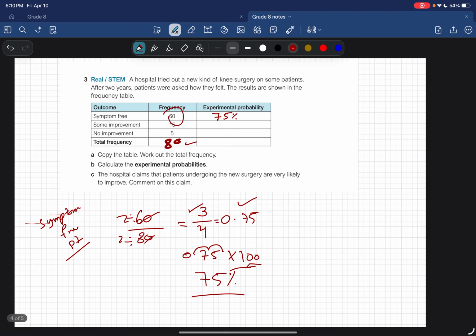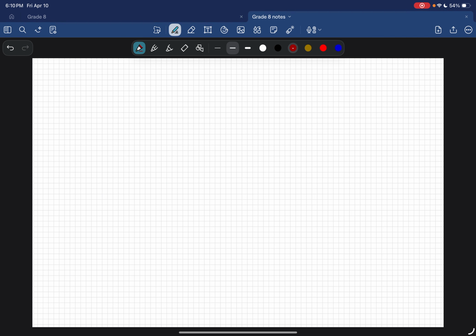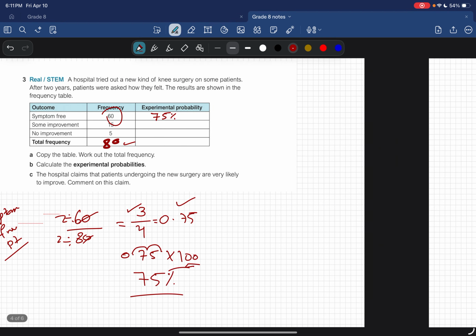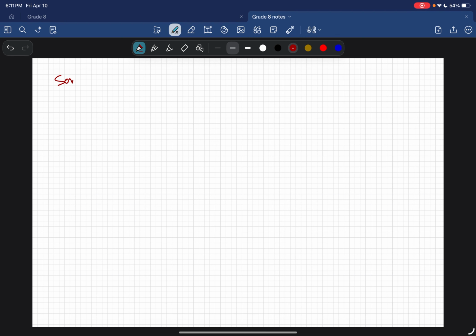As for no improvement at all, let's first go for some improvement. It's going to be 15 over 80. Simplify it first before we change it to a percentage. Divide by 5 and divide by 5. When you do that, 15 divided by 5 is going to be, guys, 3, and 80 divided by 5 is going to be 16.